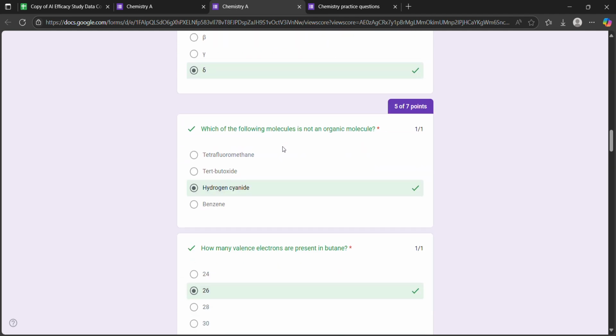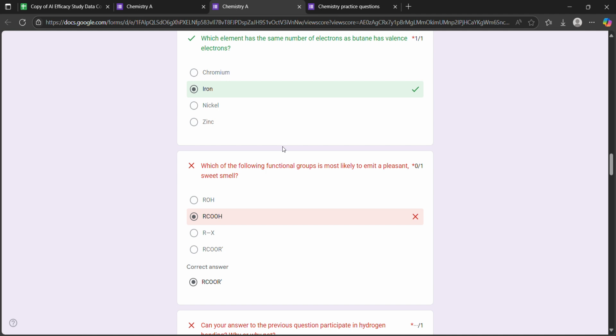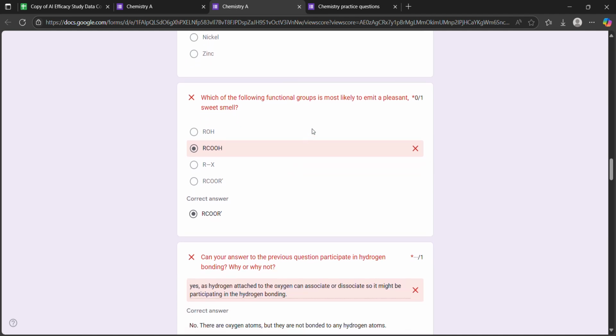Okay, got it. So our next question is, which of the following functional groups is most likely to emit a pleasant sweet smell? The correct answer is RCOOR'. So let's Google this question.